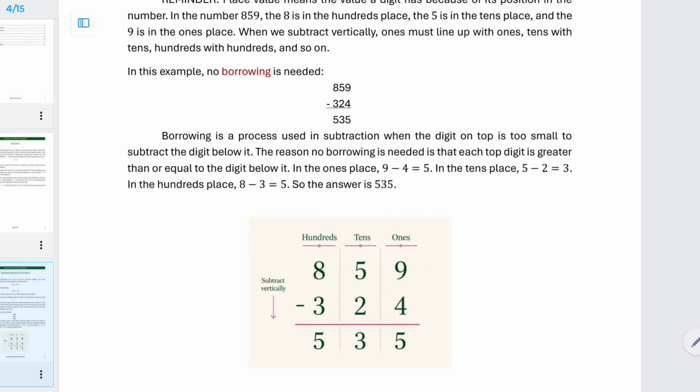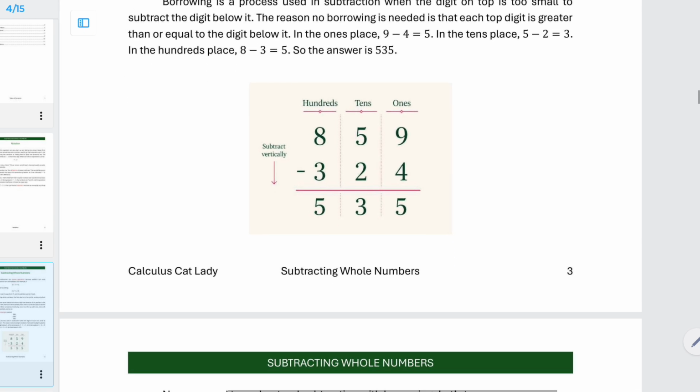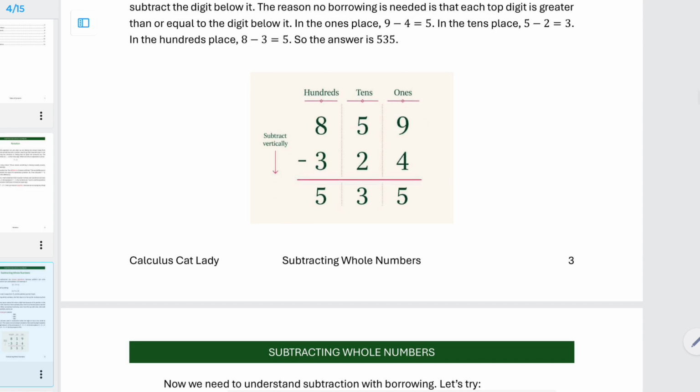In this example, no borrowing is needed. 859 minus 324. Now, the reason no borrowing is needed is that each top digit is greater than or equal to the digit below it. In the ones place, 9 minus 4 equals 5. In the tens place, 5 minus 2 equals 3. And in the hundreds place, 8 minus 3 equals 5. So the answer is 535.